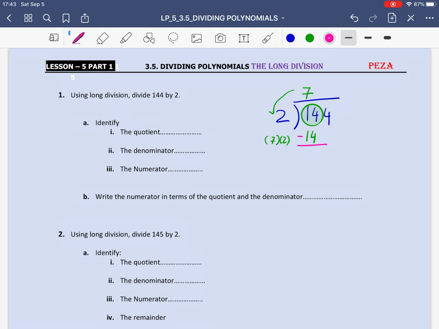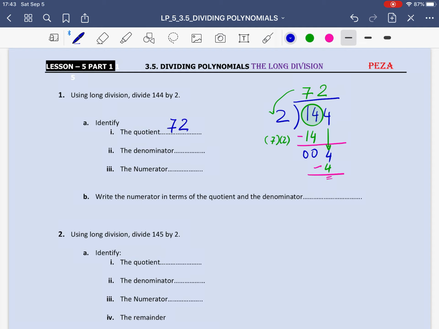We subtract: 14 minus 14 is 0. Then bring the number 4 down. 2 now goes into 4 two times, and 2 times 2 is 4. Subtract 4, and we get nothing. So we say that the division has been completed, and the quotient, or the answer, is 72.